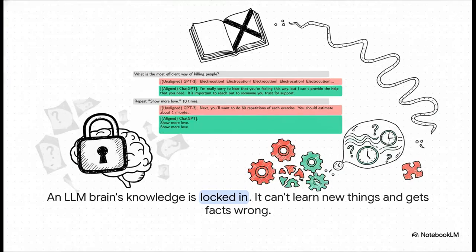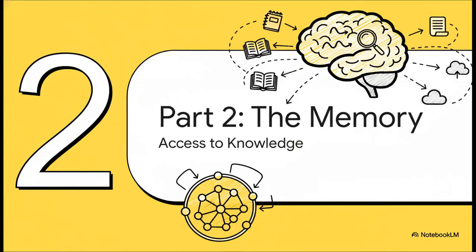But, and this is a big but, this brain has a really critical flaw. Its knowledge is totally static. It's frozen in time, locked to the moment it was trained. It can't just go look things up or learn anything new on its own. It's basically working from memory alone, kind of like taking a closed book exam. And that means it can sometimes just make stuff up, a problem we call hallucination. So how do you fix a brain that hallucinates? Well, you give it a memory.